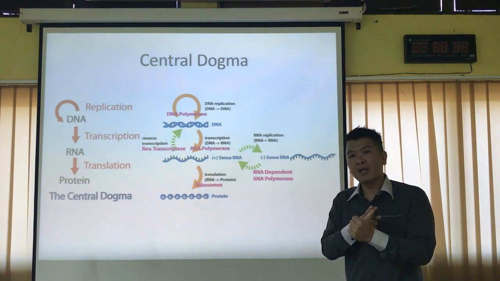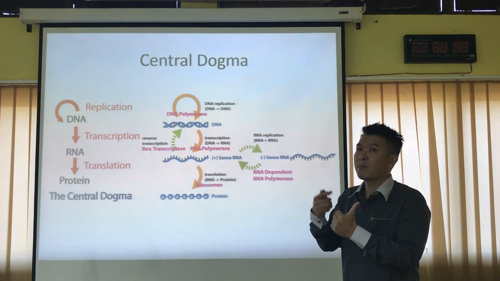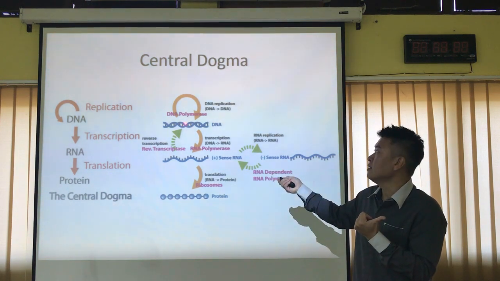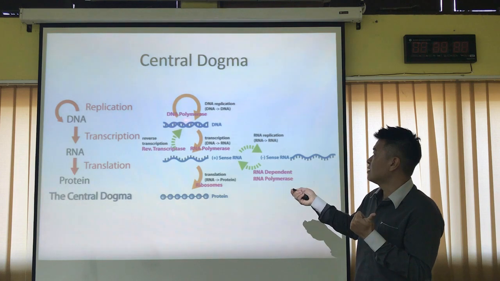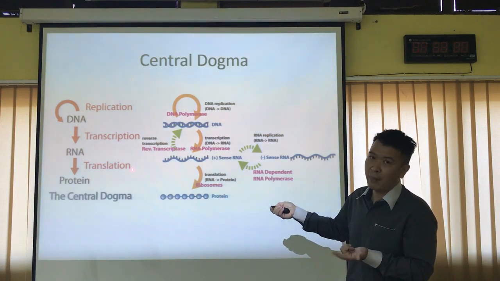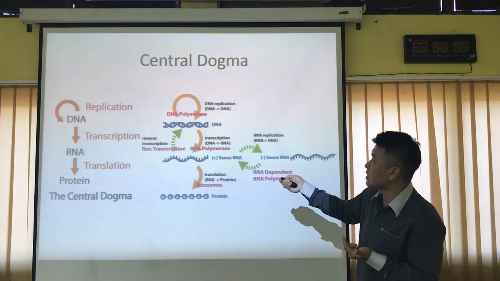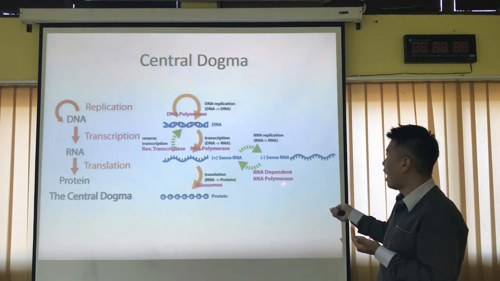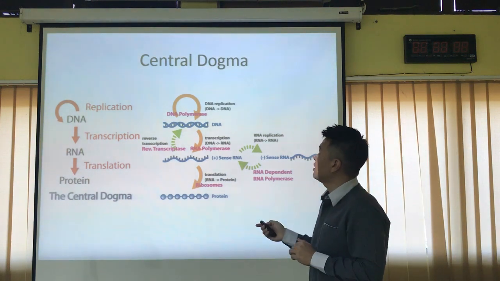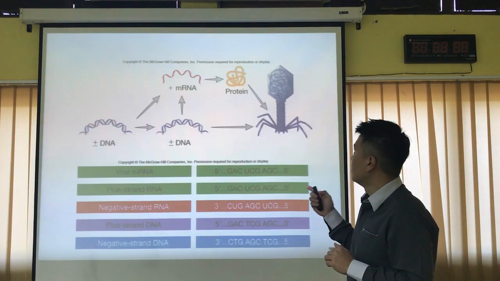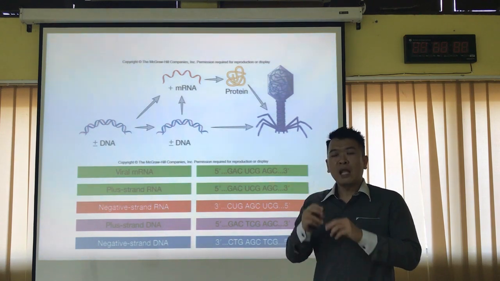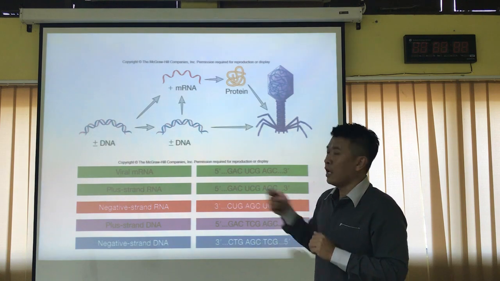So if the template used by the enzyme is DNA, we call it DNA-dependent DNA polymerase. If the template is RNA, then it is RNA-dependent, whether it is a DNA polymerase or an RNA polymerase. Hope you are clear with this term. Right. So, double helix DNA.